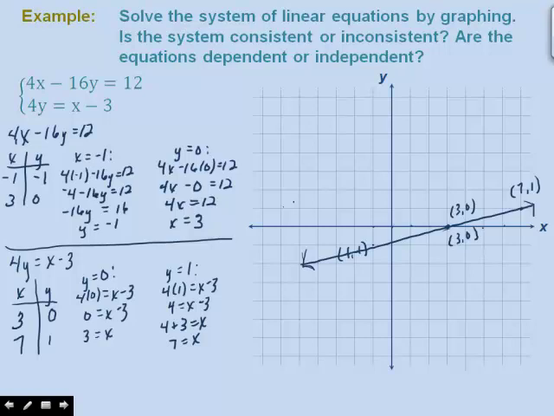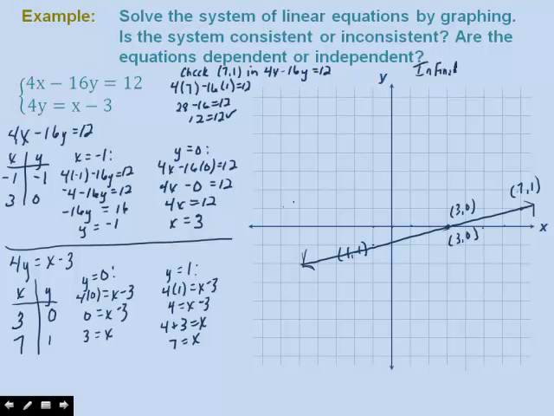Now we could check that actually by seeing if 7, 1 is a solution for our first equation. So let's check point 7, 1 in our first equation. Substitute 7 for x and 1 for y. That gives us 28 minus 16 equals 12. And that does check. So that means that 7, 1 is a solution for both equations, and so is 3, 0. And that means that our two equations actually represent the same line.